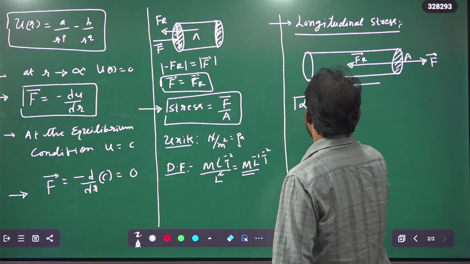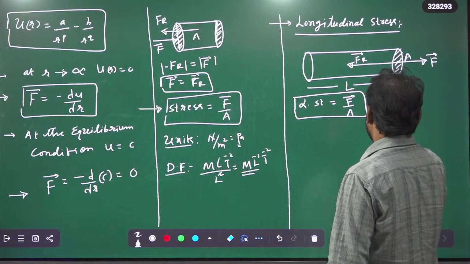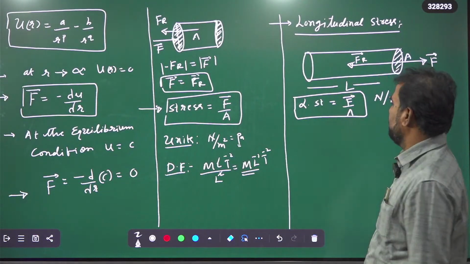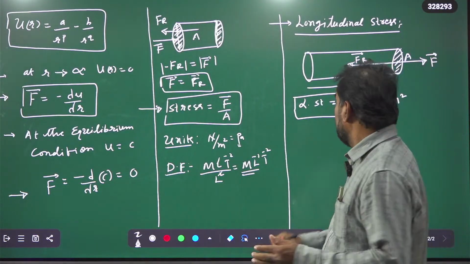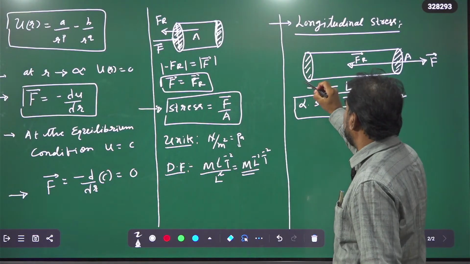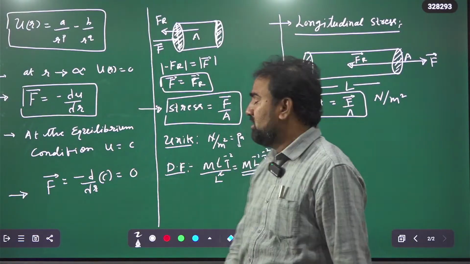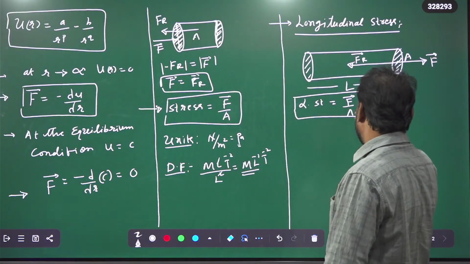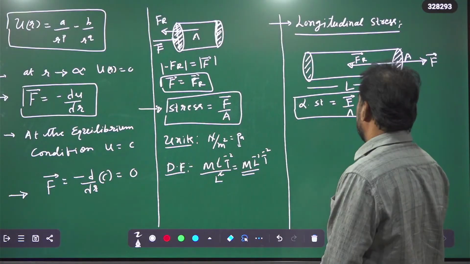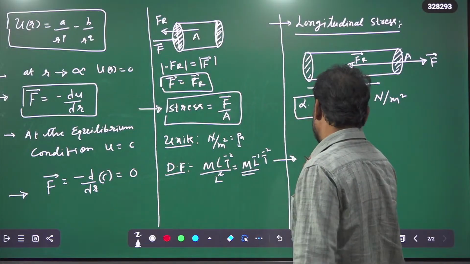It has the same units and dimension, Newton per meter square. The stress which is acting along the length of an object is simply called the longitudinal stress. It is denoted by F upon A, and its unit is Newton per meter square. Next, normal stress.